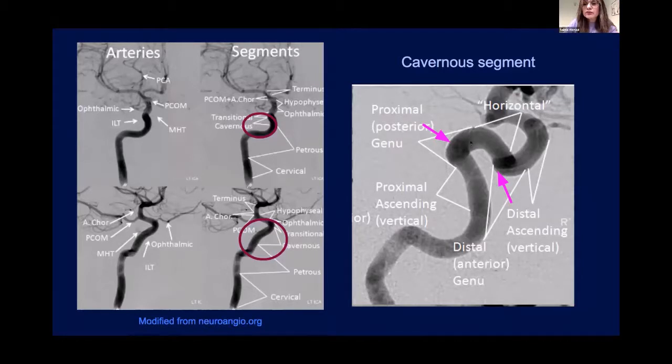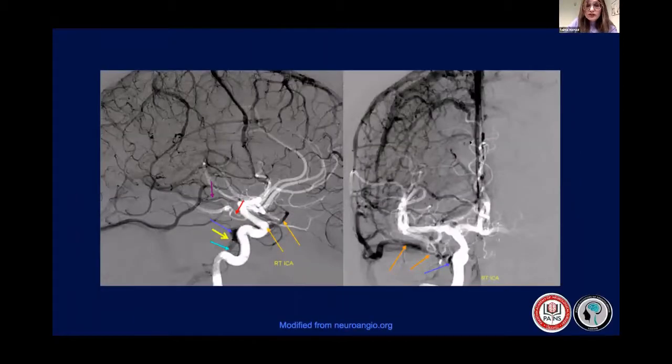So only this part. This is one of the figures in which arterial and venous phases are superimposed, just to make you realize that.